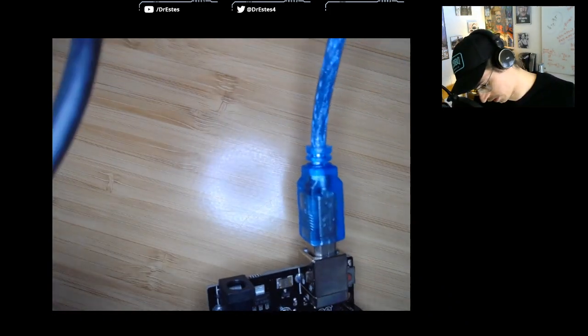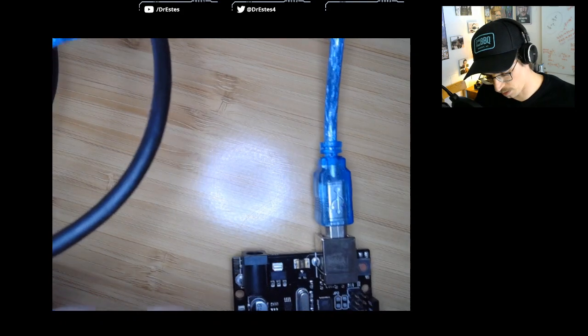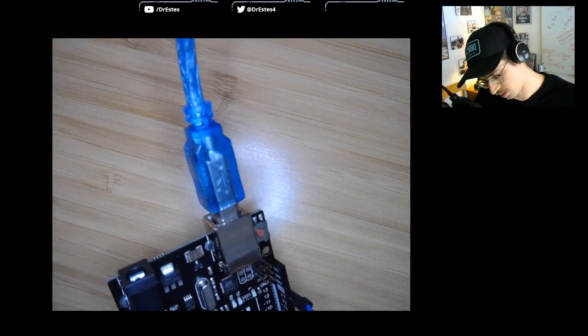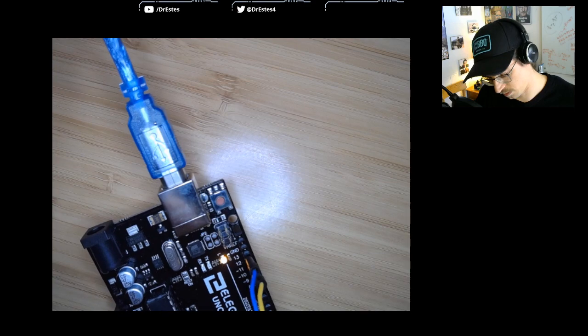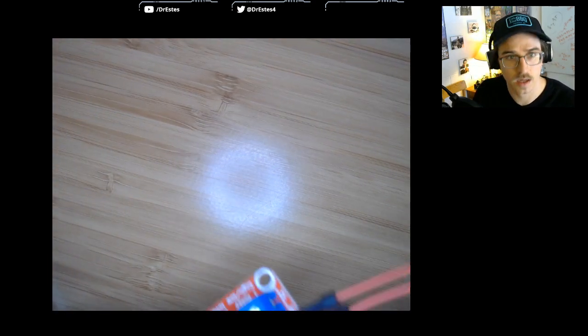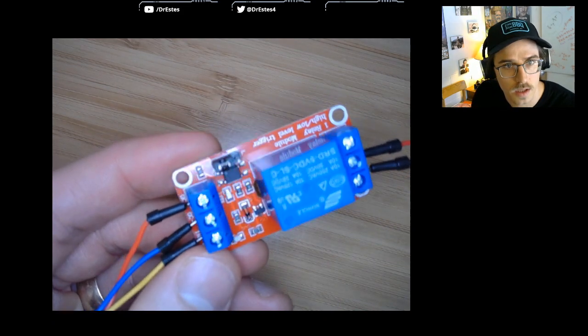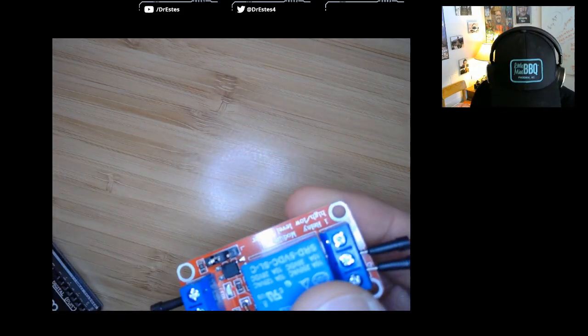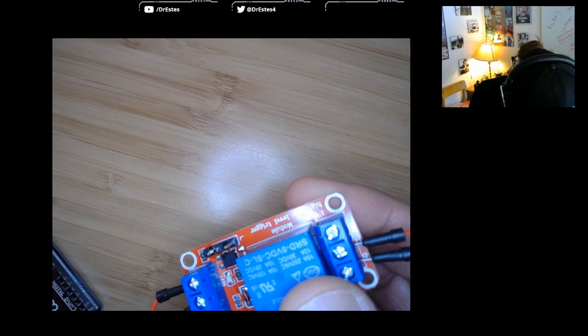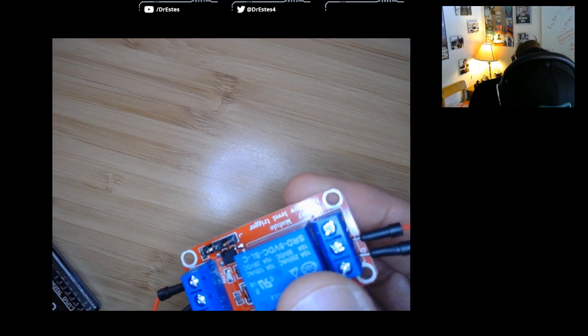I'm just plugging in this Arduino into my USB port on my laptop. Let's get the microphone close. Uh-oh, I unplugged something. Let's plug it back in. Can you hear it clicking?